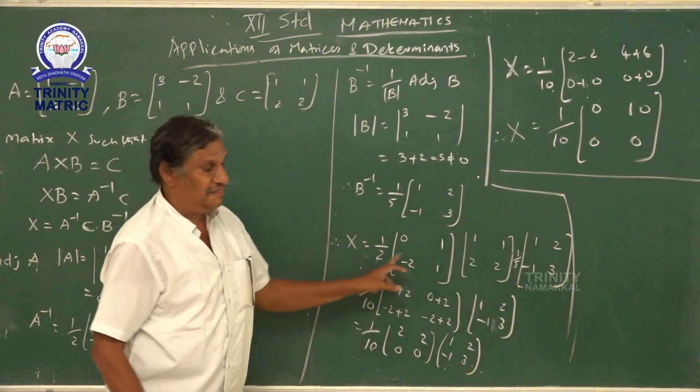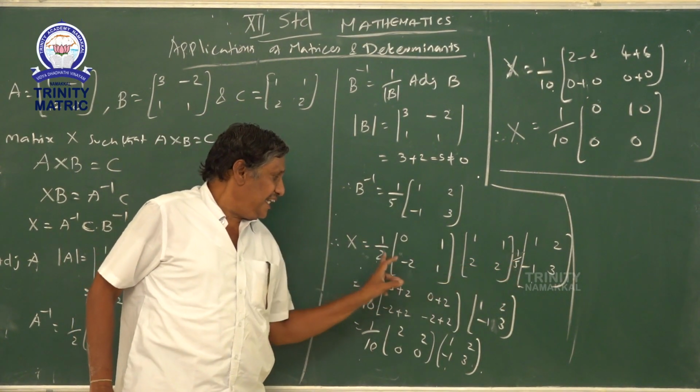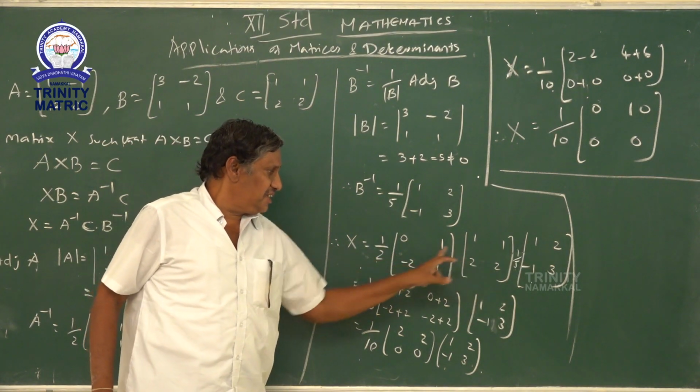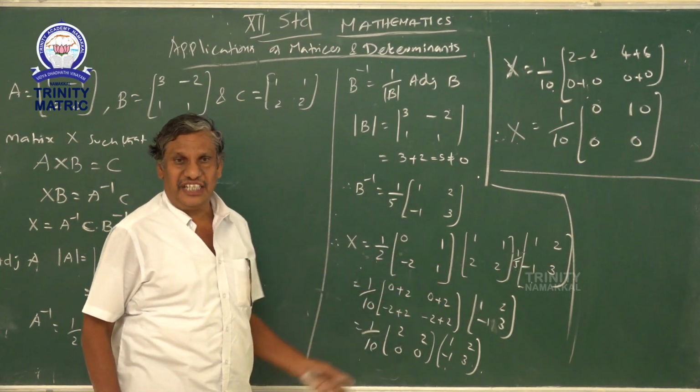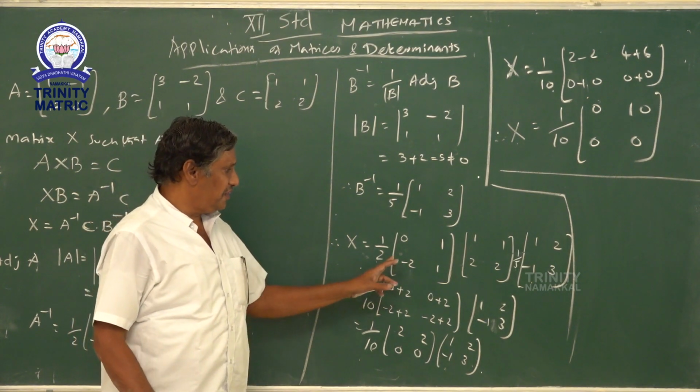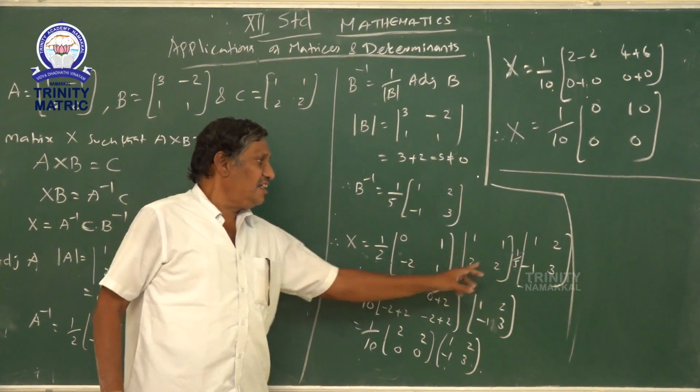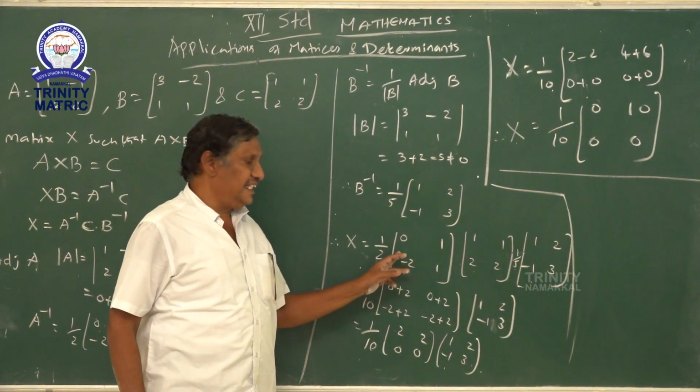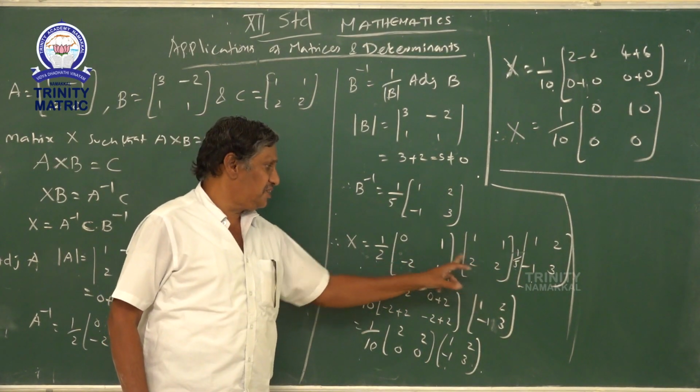1 by 5, 1 by 2, that is a multiplication, 1 by 10. Then multiply these two matrices. This is associative. You know that matrix multiplication is not commutative but always associative, so you can multiply these two or these two. For our convenience, I am taking these two.